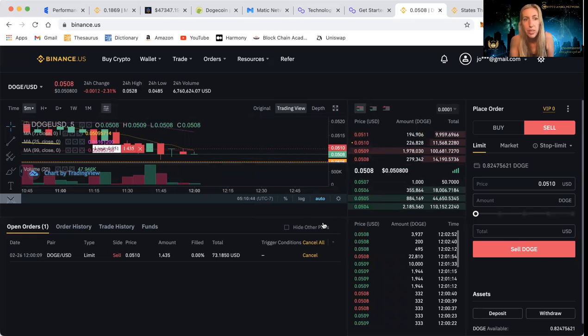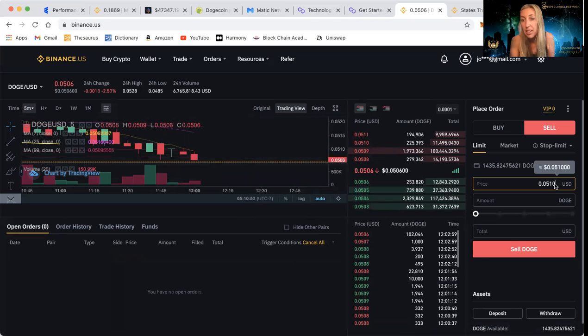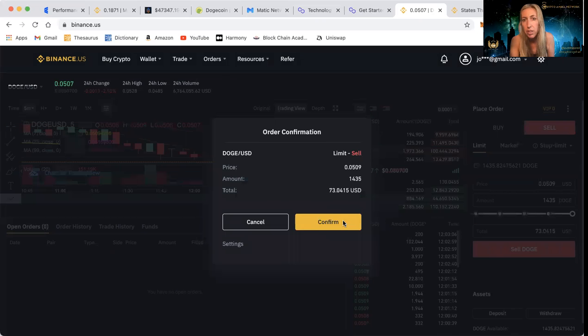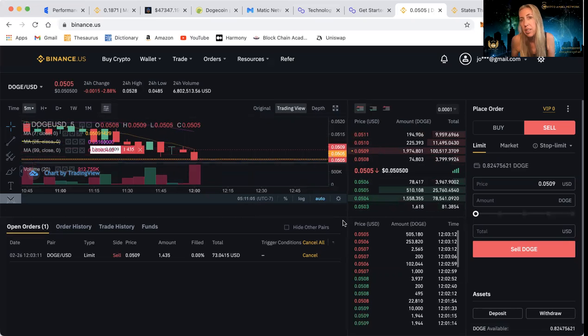Let's just go 508. Let's go, oh my God. Let's go 509. All right. This is why I'm chasing the downward here: get that maximum Doge, 73, sell, confirm. Come on. Oh my God, see? And this is what happens sometimes. It's just disastrous.